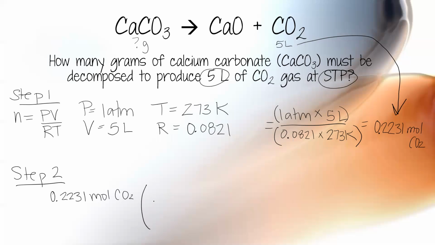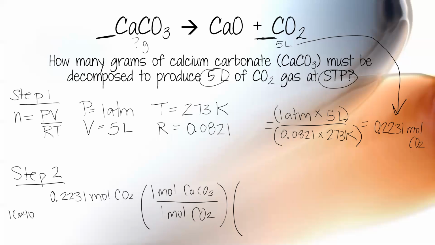First step is mole ratio, where I have a coefficient of 1 here, and I have a coefficient of 1 here, so it's 1 over 1. Unknown on top, known on the bottom. Okay? And then I have to multiply by the molar mass of CaCO3. So I've got 1 Ca, which is about 40. I've got 1 carbon, which is about 12. And I've got 3 oxygen, and about 16. So add those all together, you should get about 100 grams.